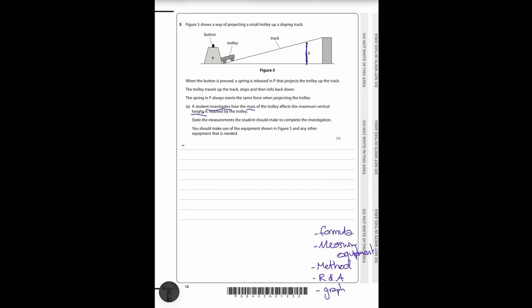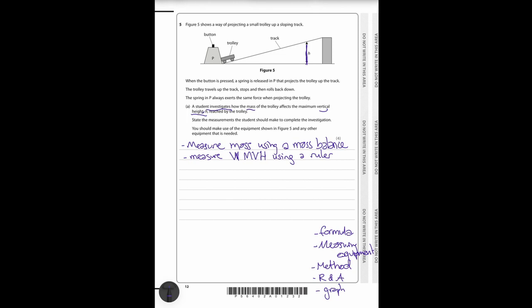It says investigate how the mass of the trolley, so I'm going to have to say measure the mass. And what am I going to use to measure the mass? I'm going to use a mass balance. And then it says measure the height that it goes. So what I'm going to use to measure the height, and because it said vertical height or maximum vertical height, I'm just going to use the terms that they say as well. So I'm not going to write out in full because I can't be bothered, but obviously you have to. So maximum vertical height using a ruler. And then, okay, is there anything else that I need to measure? Not really, so that's okay.